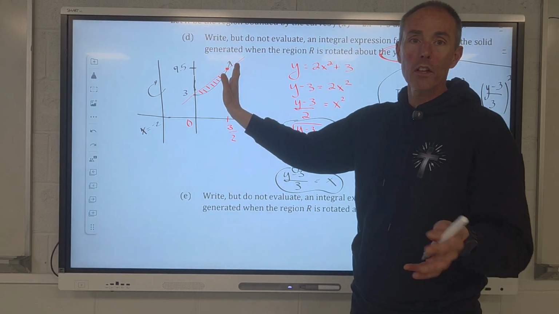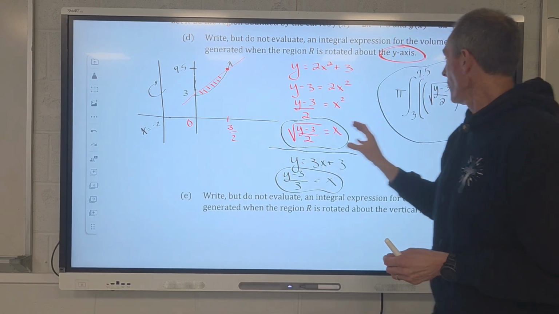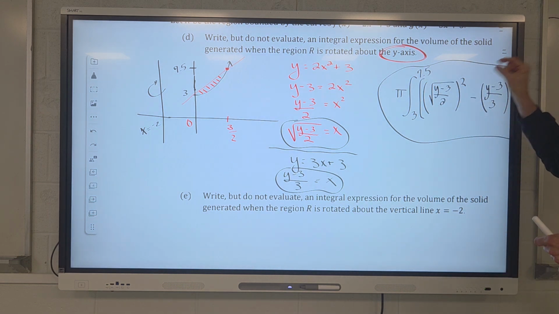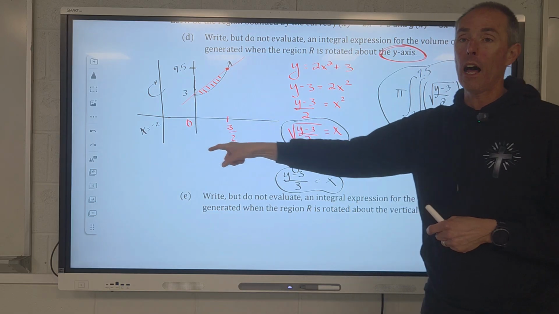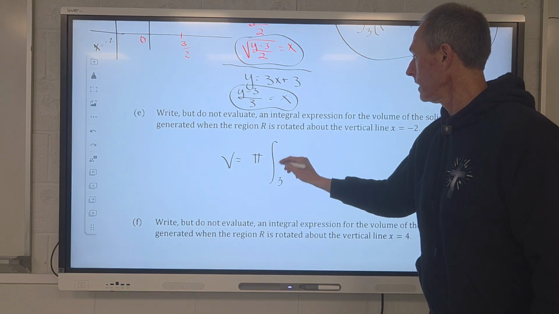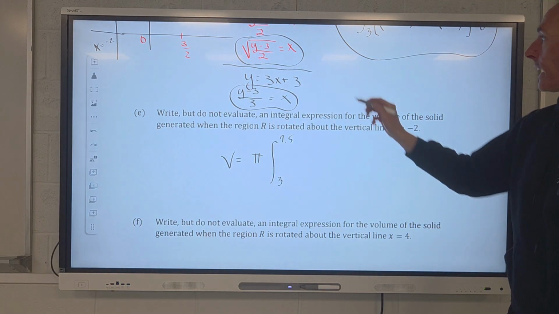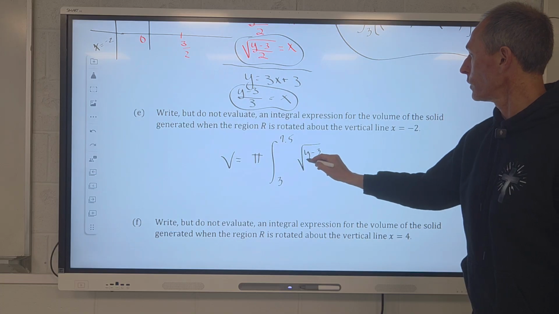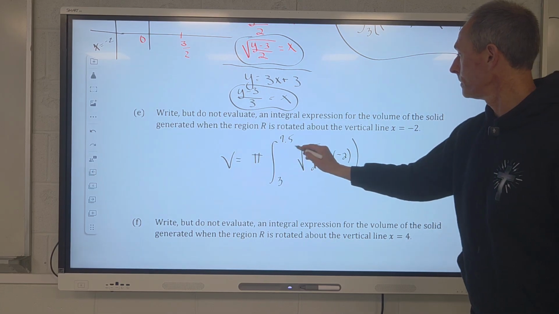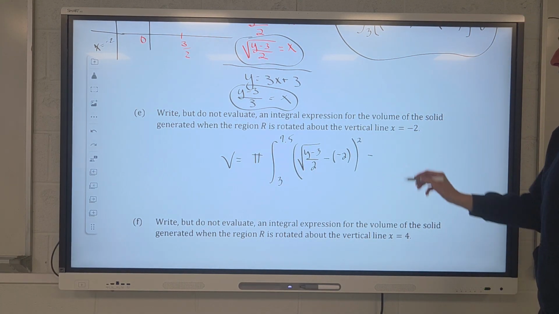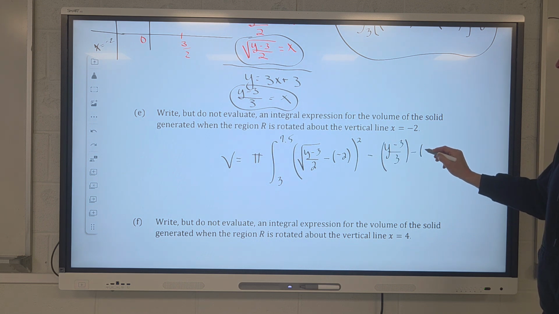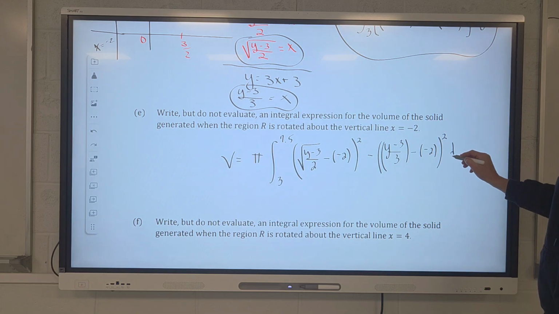Again, the parabola is still the outer radius, so there's no shift there. This structure is still going to hold. That square root function right here is going to go first, the line is going to go second. What's going to change is me taking into account that line. So the only thing that really changes in my setup, here we go, volume equals pi, integral from 3 to 7.5, is I've got to go square root of (y minus 3) over 2 minus the line of revolution, still got to square it. Same thing with the inner radius: (y minus 3) over 3 minus negative 2, square that, call it a day.